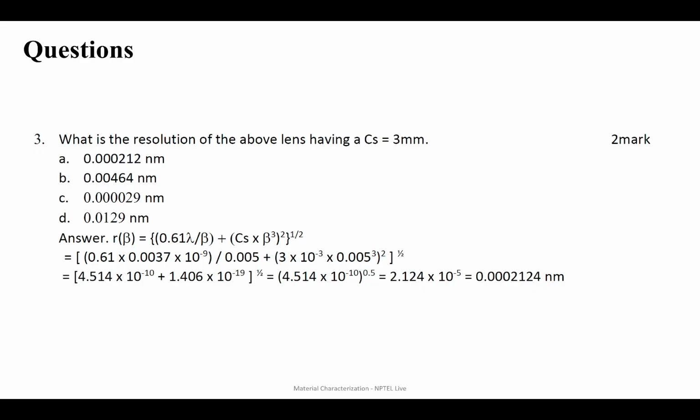So the answer would be A. So you have to use the formula for optimum R, which is 0.61 lambda by beta, plus Cs into beta cube, square half.